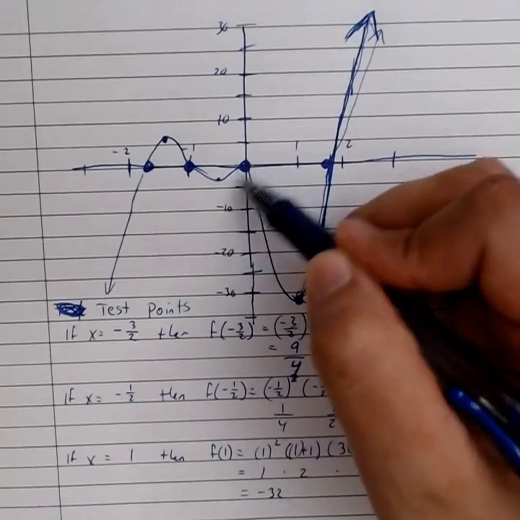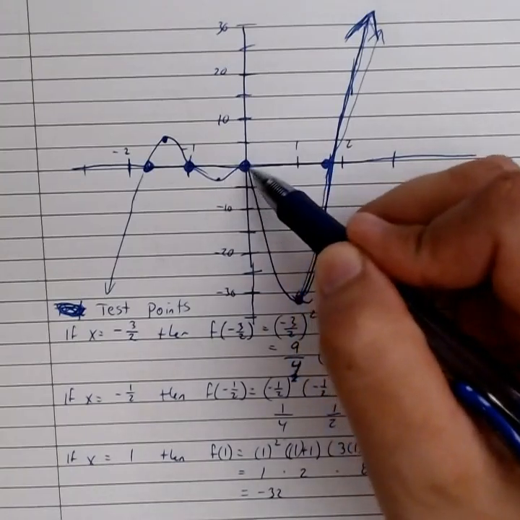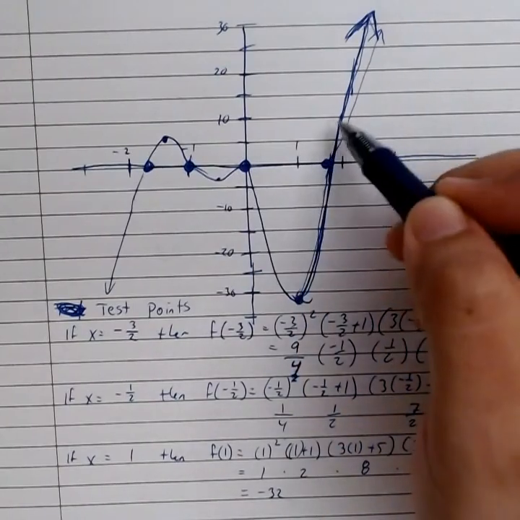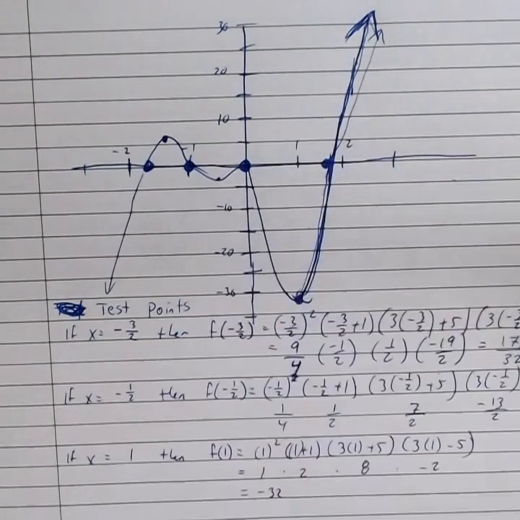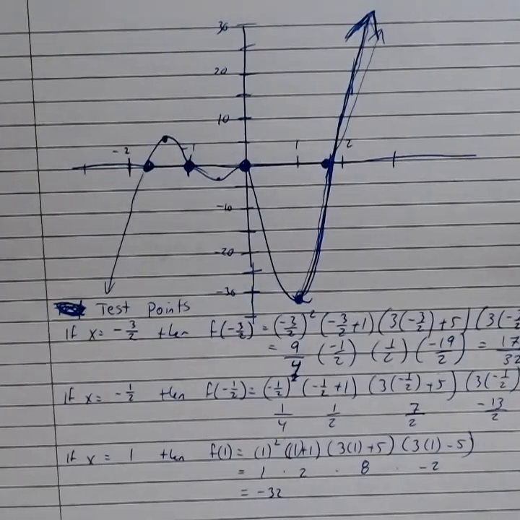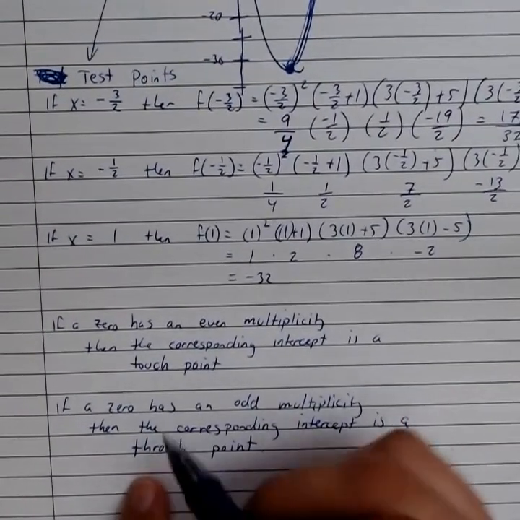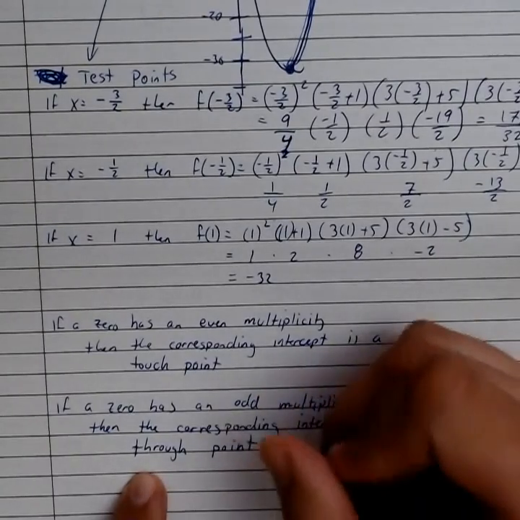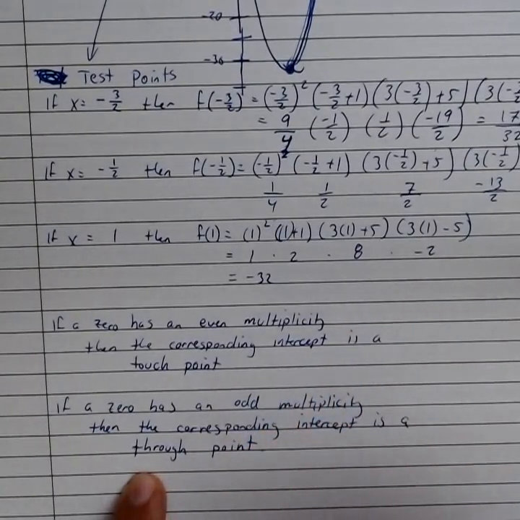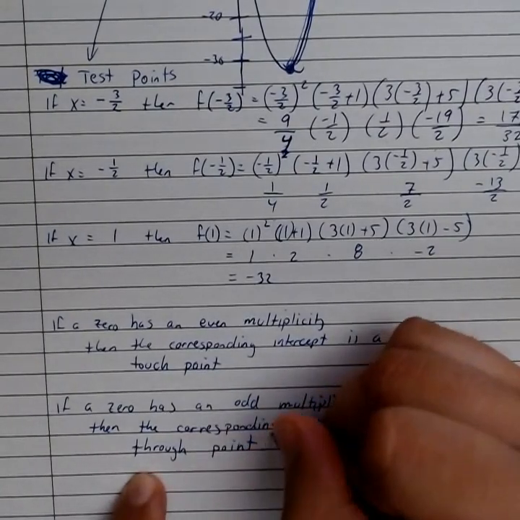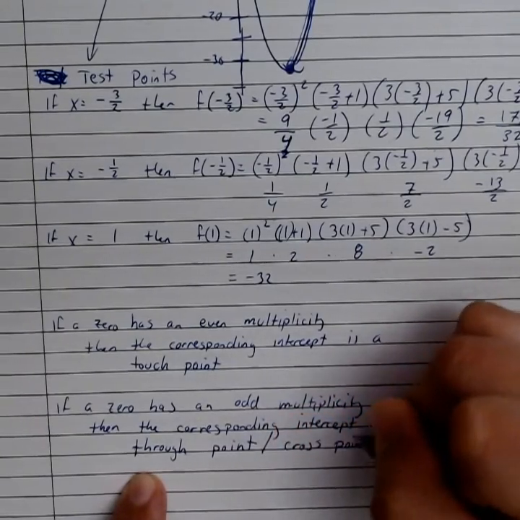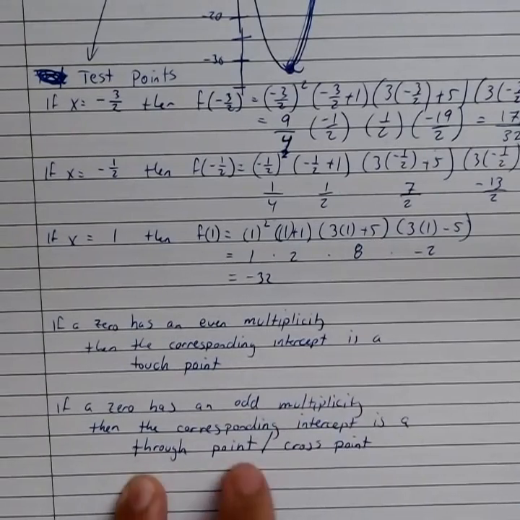This is a touch point. It doesn't go through, it touches it and then comes back. And here, that's a through point because, again, your graph will cross right through at that point. The phrase through point, depending on the book that you're looking at, they also sometimes call it a cross point. And again, same thing. It crosses through the graph.